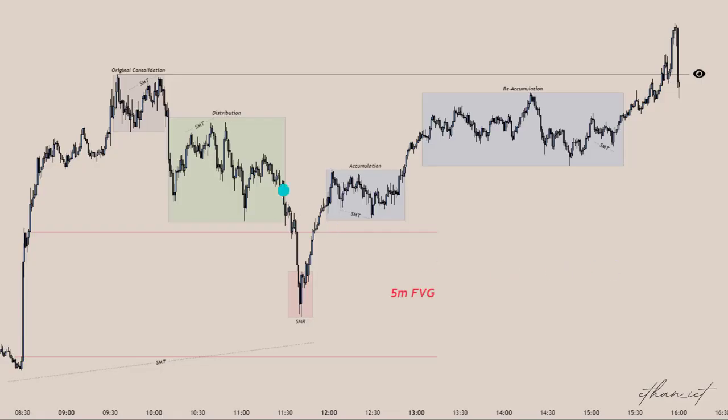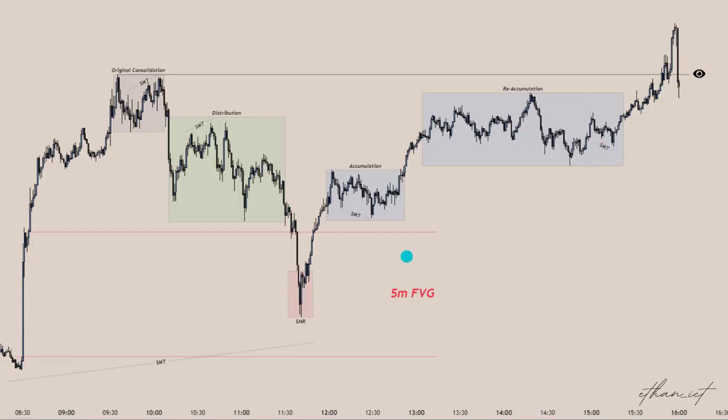And so once again, you're looking at a market maker buy model, right? So it's a market maker buy model within a market maker buy model. Here we have our original consolidation with the SMT on the highs, distribution, SMT on the highs, smart money reversal, SMT on the lows over here within a higher time frame PD array, which would be that 5-minute fair value gap. And then here, accumulation phase 1, SMT on the lows, reaccumulation, and then this final SMT right here tells me that we're ready to expand.